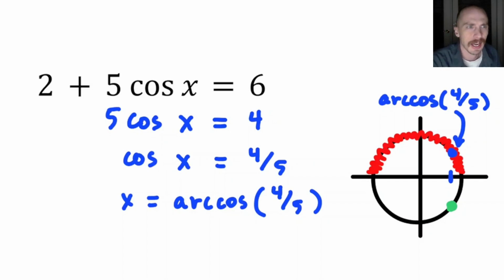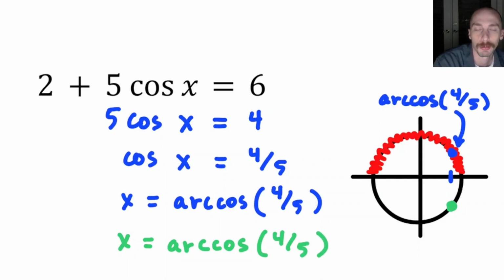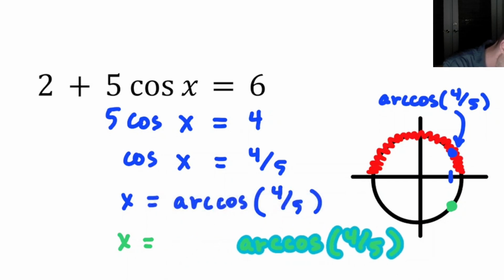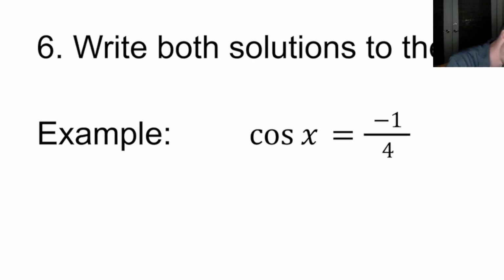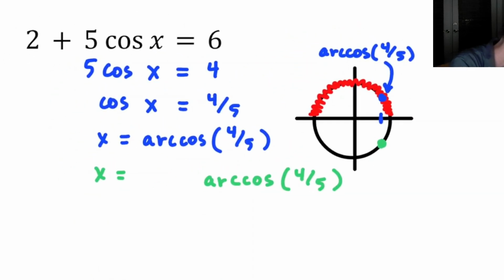But it said on the interval 0 to 2 pi, so it would be 2 pi minus that angle. I don't think I was totally understanding the nature of the problem until just now. We are subtracting arc cosine of 4/5 from 2 pi, so I'm interested in x equals 2 pi minus this number. And that would be the other solution on the unit circle.